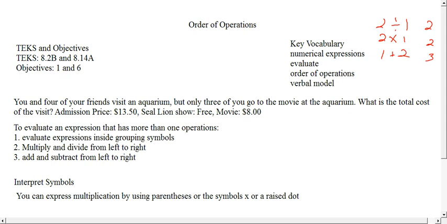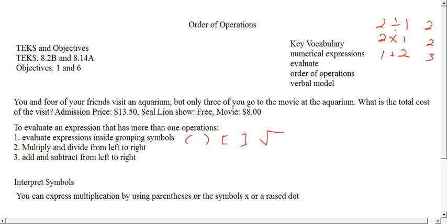And if we go back and look at this model, like I said, we'll solve this problem a little bit later, but I just want to give you a defining concept on how we would address the problem. So to evaluate an expression that has more than one operation, you will first evaluate the expression inside a grouping symbol. So what is a grouping symbol? A grouping symbol can be parentheses, brackets, or a square root. These are all grouping symbols. And you want to multiply and divide from left to right.